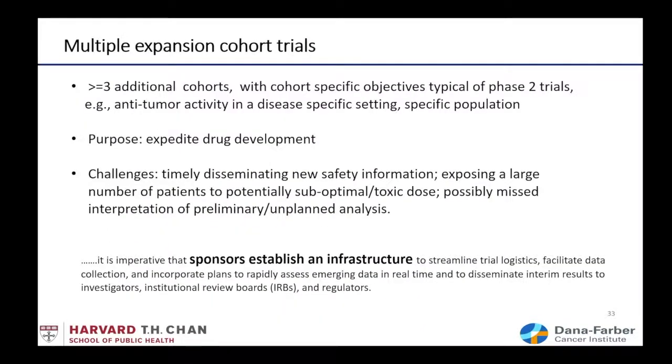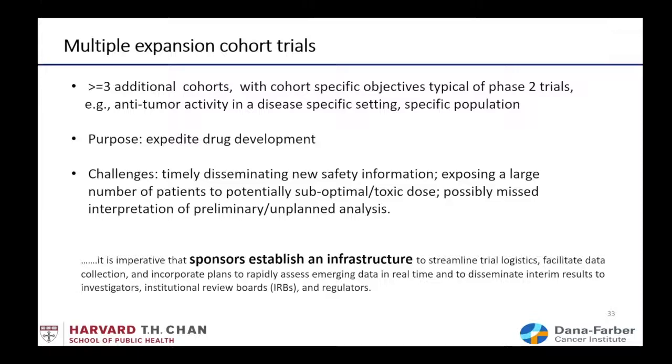the phase 1 trial. This is the multi-expansion cohort trial, and usually it has 3 or more additional expansion cohorts, each of them with a cohort-specific objective. Usually it's typical of a phase 2 trial, meaning expansion cohorts have a phase 2 objective, for example, assessing anti-tumor activity in a disease-specific setting or specific population. Of course, the goal of using multiple expansion cohorts is to expedite drug development.